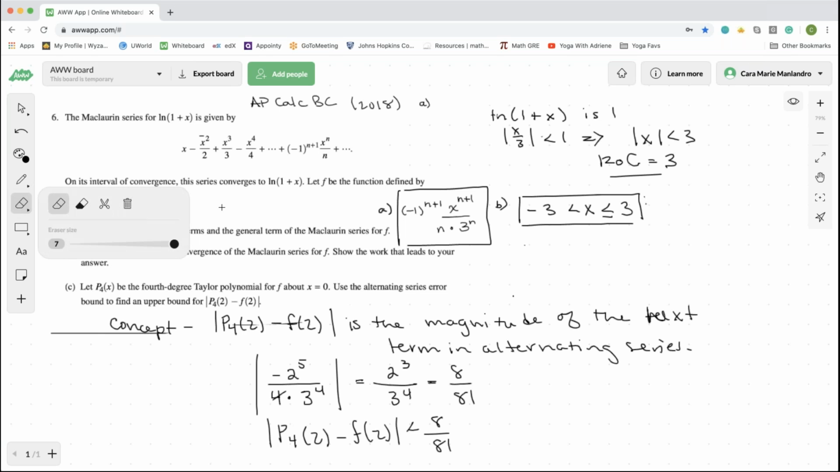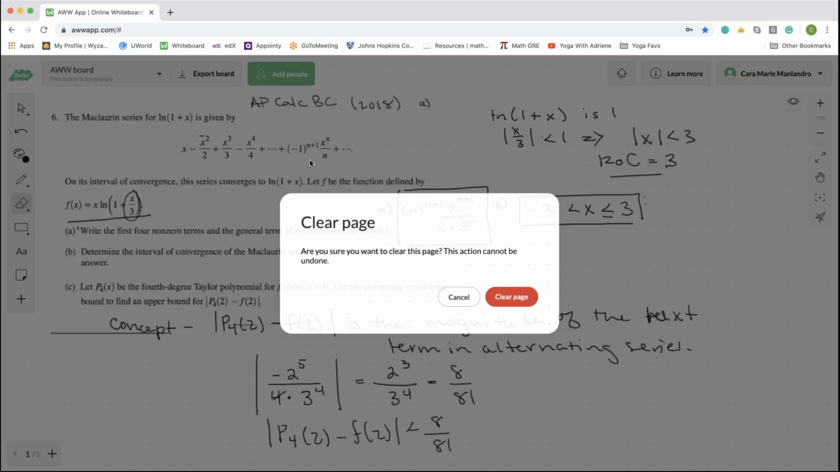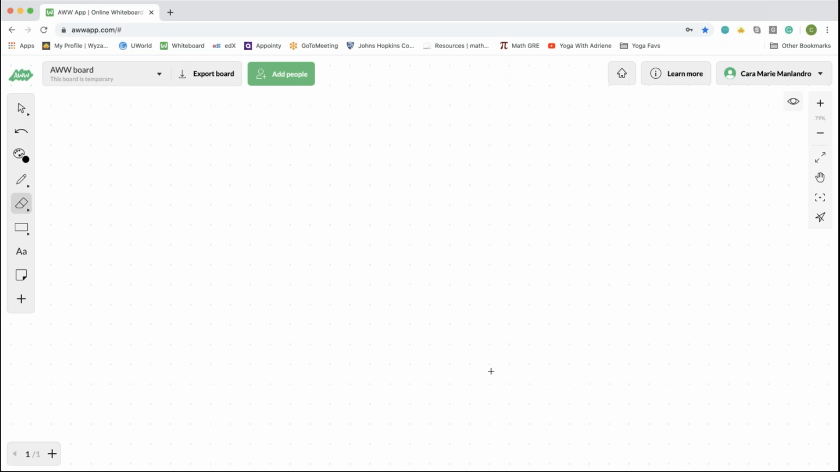No problem. Okay, so we can skip question number 5 because polars and parametrics are not on your exam. And we'll go to question number 4.